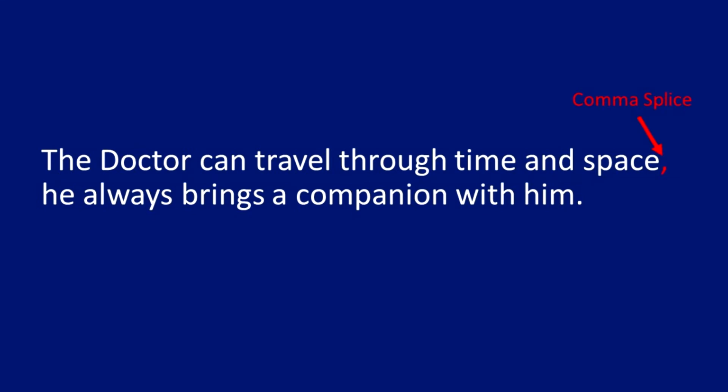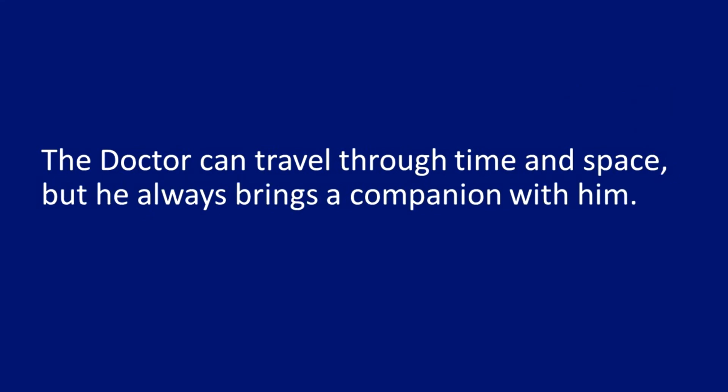It's a comma splice, because a comma isn't strong enough on its own to connect two independent clauses. One way to fix this is by using a coordinating conjunction, like "but," along with the comma, like this. The doctor can travel through time and space, but he always brings a companion with him. This can also be fixed by using a semicolon, but we'll get to that in a later video.